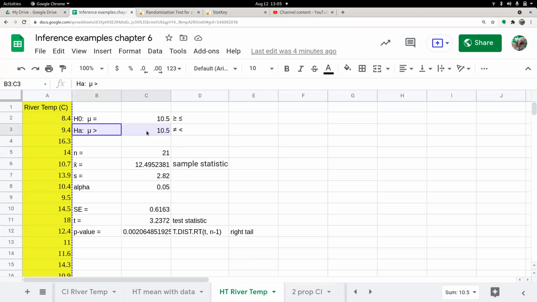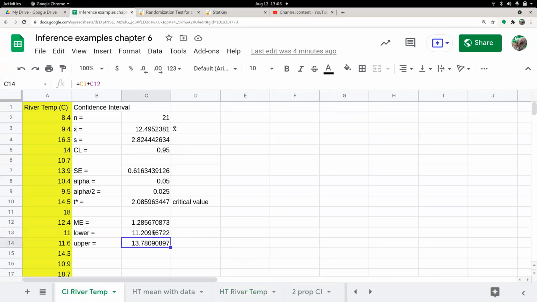A conclusion is where you write in plain language what it means to support the conclusion. I took this one a step farther than your application by saying, hey, this is different, so what do we think about the population? That's what a confidence interval tells us. Now we can say that we think that time of year, the average temperature of the river is between 11.2 degrees Celsius and 13.8 degrees Celsius, and 10.5 isn't in that interval, right? So, more evidence that something's changed.